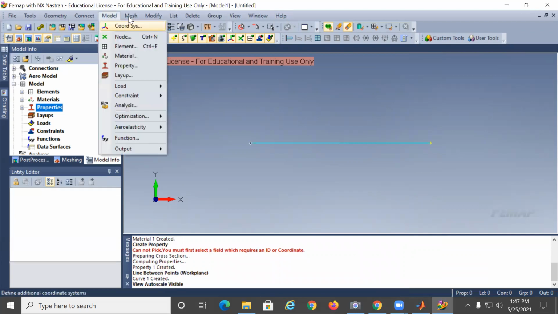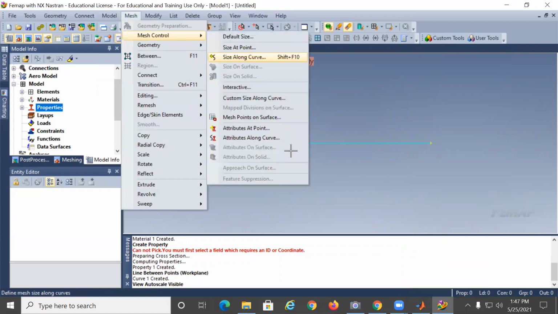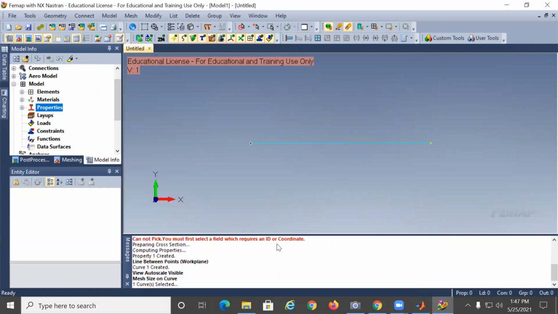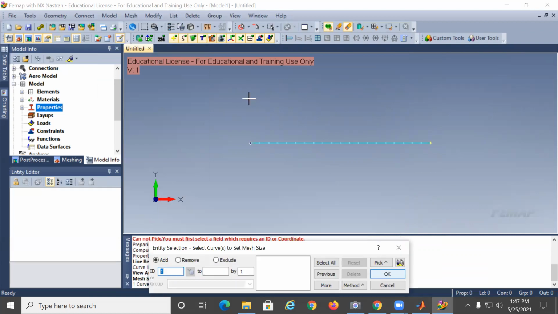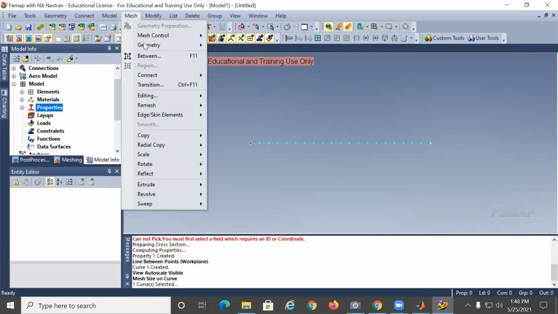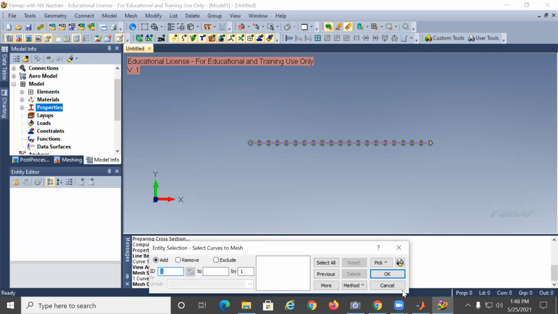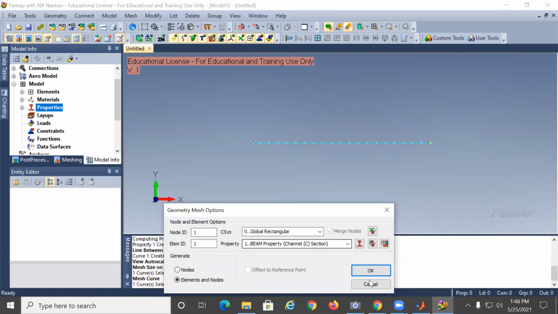Model, mesh control, size along curve. I'm going to put whatever you want, 20, can put 10. Deal. Now mesh geometry curve. So we're going to mesh with this property.